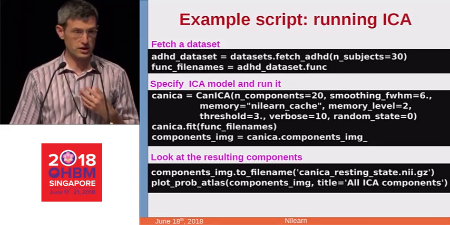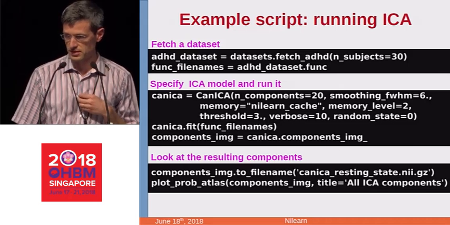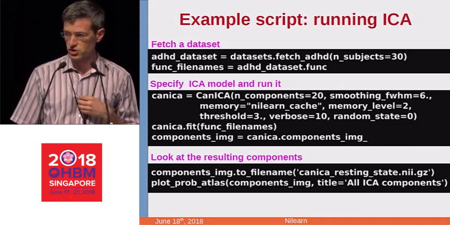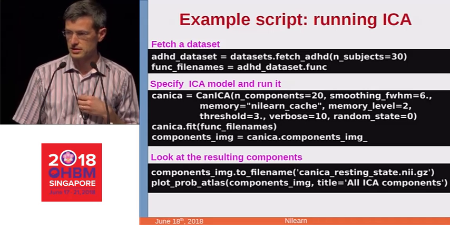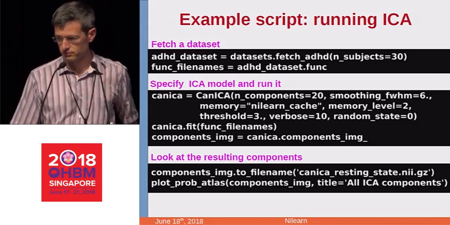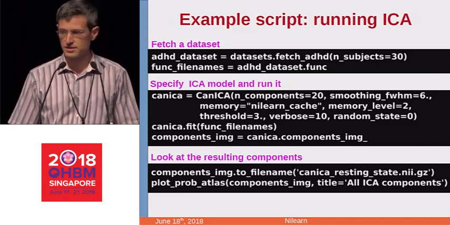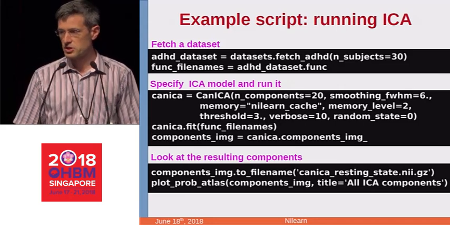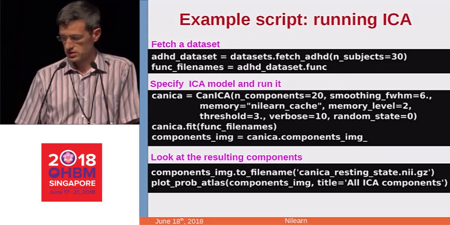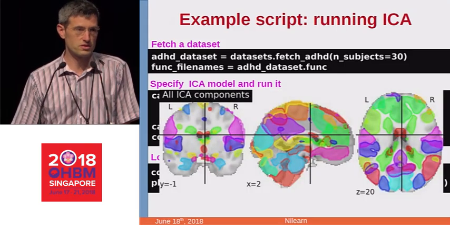You just need to fetch the data set. So here we've got a fetcher, which makes it pretty easy. You get just the functional data of the ADHD dataset from 30 subjects. And then you run a canonical ICA, so it's a group ICA model, where you first specify the model, fit it on the data that you downloaded, and get the images, and you can then plot the images. So you've got this in a few minutes and just 10 lines of code.